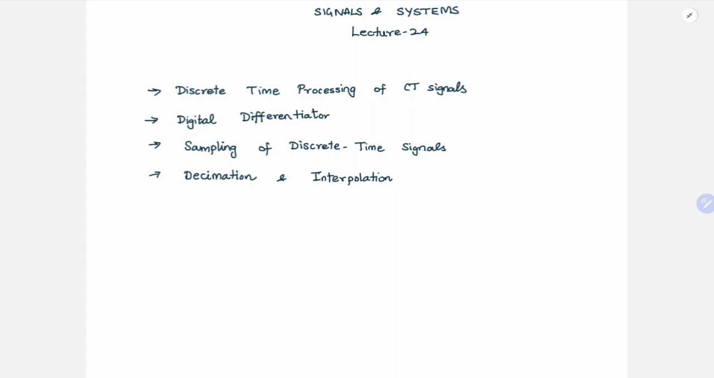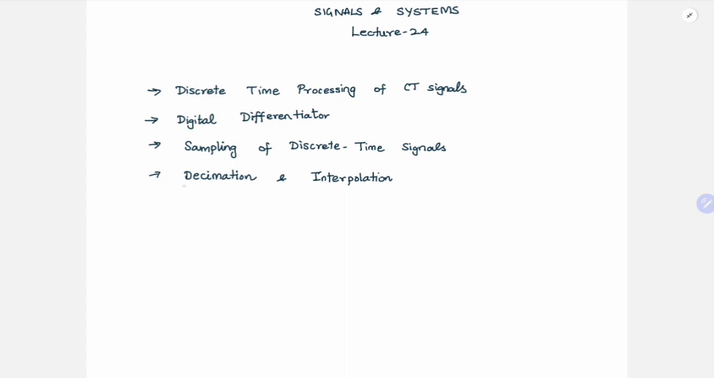And in this video, we'll learn about discrete time processing of continuous time signals, where we ended in the last class. We'll see a more mathematical framework, and then we'll take an example of a digital differentiator, and then we'll see sampling of discrete time signals. So we have seen sampling of continuous time signals and converting them into discrete time. But we'll also see why sampling of discrete time signals is also useful, and we'll see more about it.